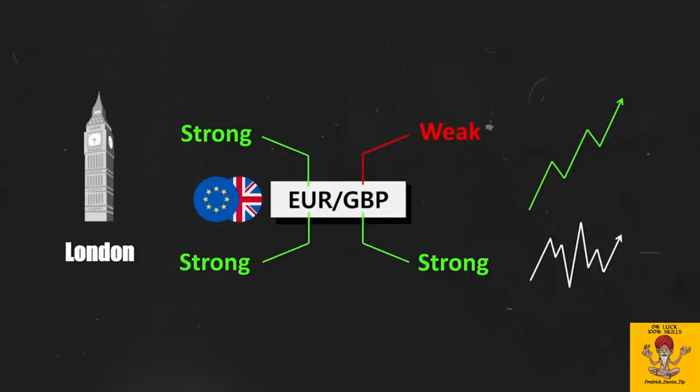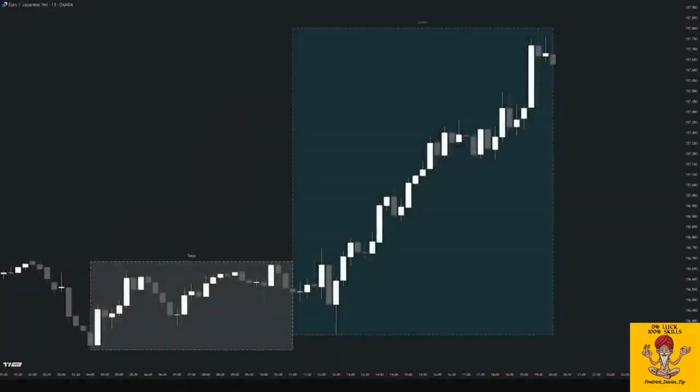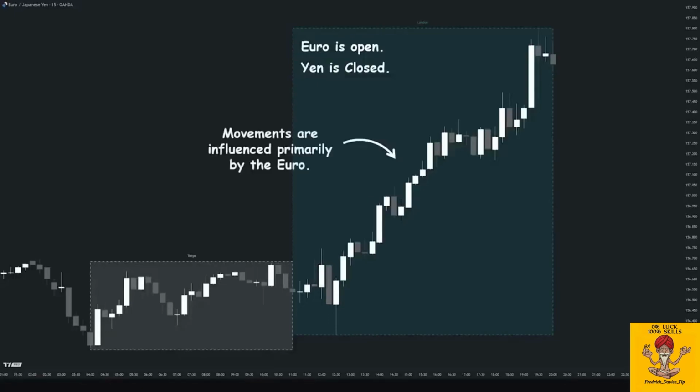So, it's best to trade a currency pair where one currency is actively traded while the other is closed. For example, trading euro-yen during the London session works well because the euro is heavily traded, while the yen is less active compared to other currencies. So the euro-yen price movements are influenced primarily by the euro, resulting in large price trends and movements that we want to see during the London session.